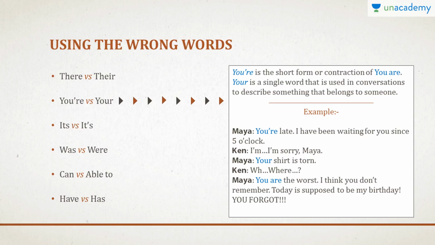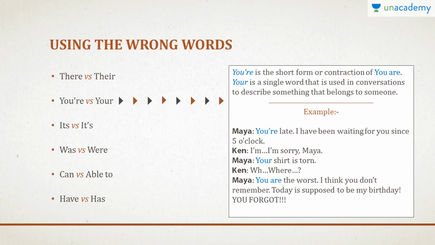So here Maya says, you're late. I've been waiting for you since 5 o'clock. And then Ken says, I'm sorry, Maya. Maya says, your shirt is torn. Ken says, where? Then Maya says, you're the worst. I think you don't remember. Today is supposed to be my birthday. You forgot. So you can see that she says to Ken, your shirt.